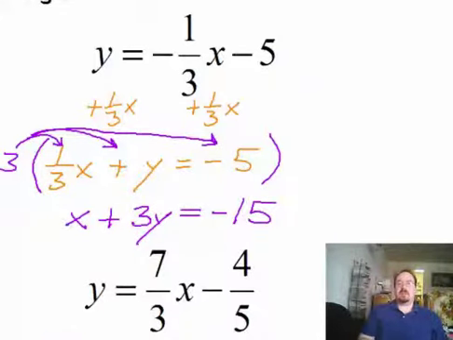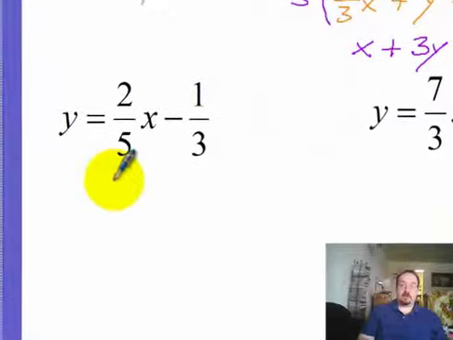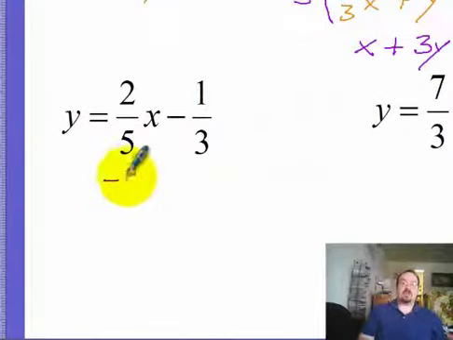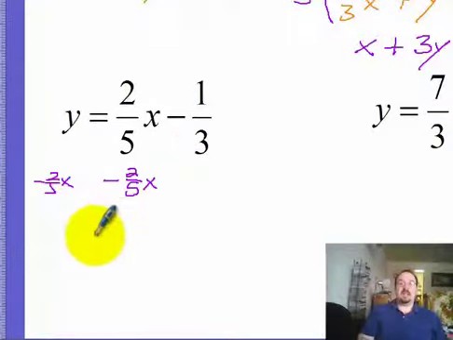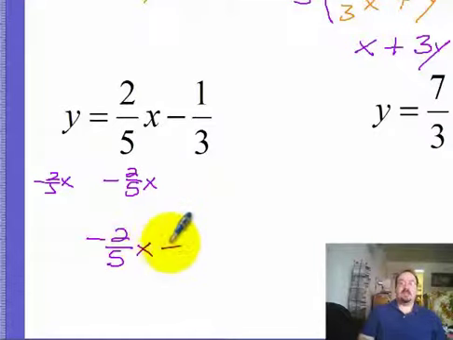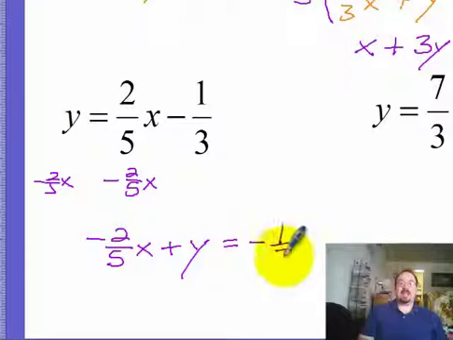I'm going to do this one here. y equals 2/5 x minus 1/3. To move the 2/5 x over, I'm going to subtract 2/5 x from both sides, just like we've done for all the rest. I get negative 2/5 x plus y equals negative 1/3.